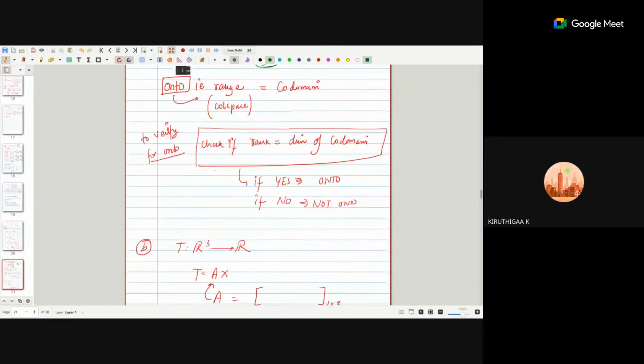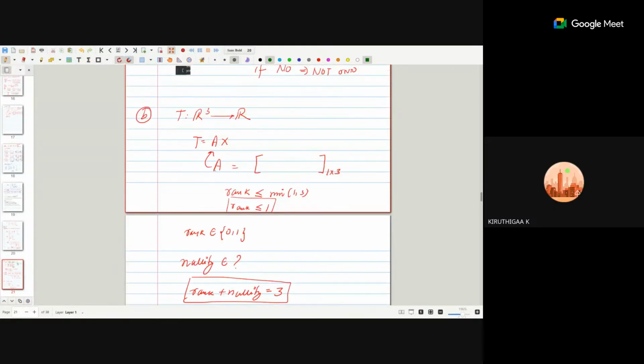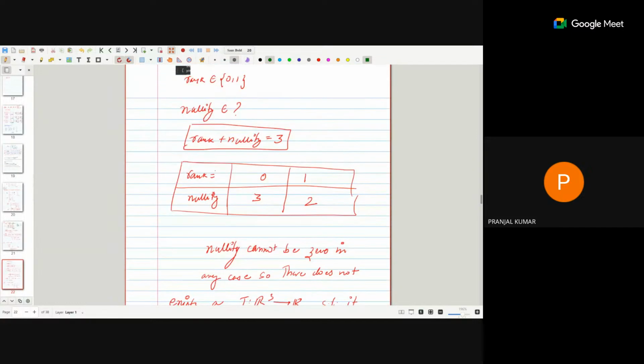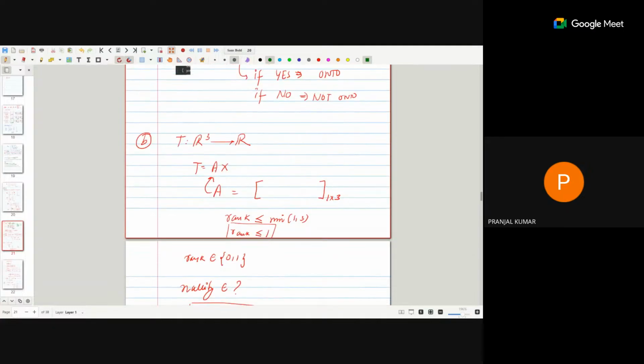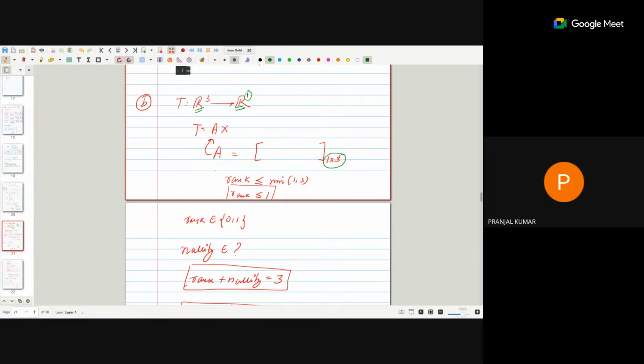Is it true, sir? No, that does not exist. Okay, we will see that. See, T is from R3 to R. Now tell me, what will be the matrix order of the linear transformation? 1 into 3. So pick 1 from here, 3 from here. So this will be 1 into 3. Now you know that rank will be less than or equal to the minimum of 1, 3. So rank will be less than or equal to 1. So rank could be 0 or 1.